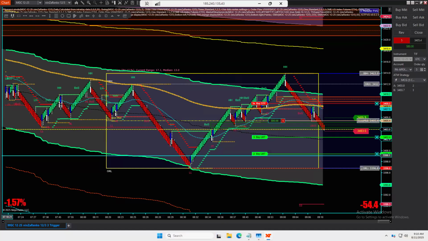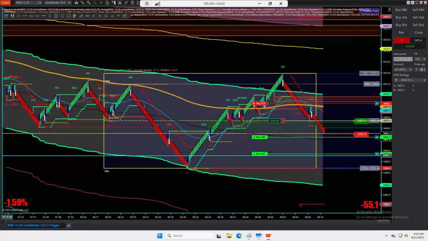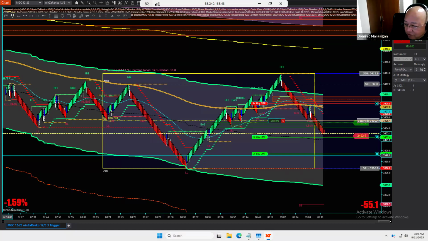This is still gold. You see the pullback? That's why I took it. Remember I was saying I didn't take the first signal, we're waiting for the pullback. I took it when it came back down, right there.